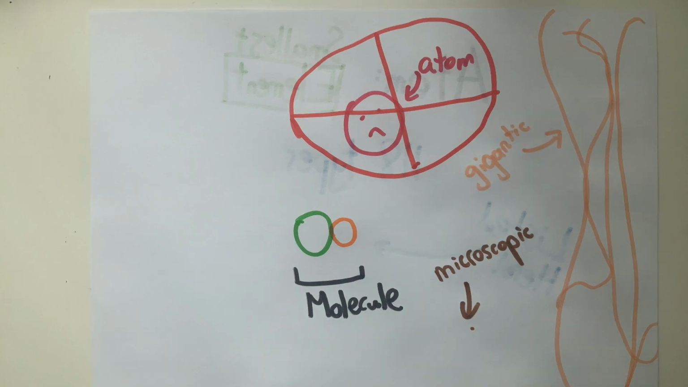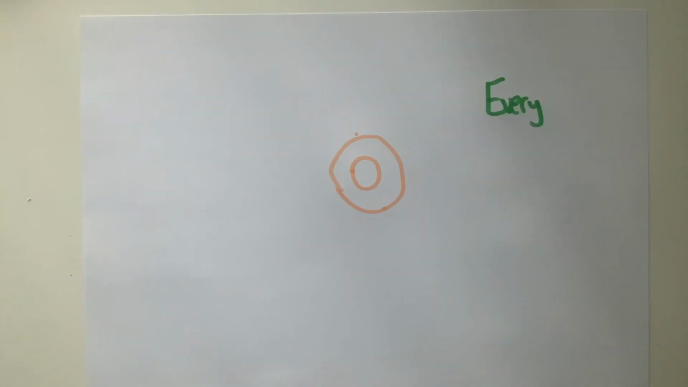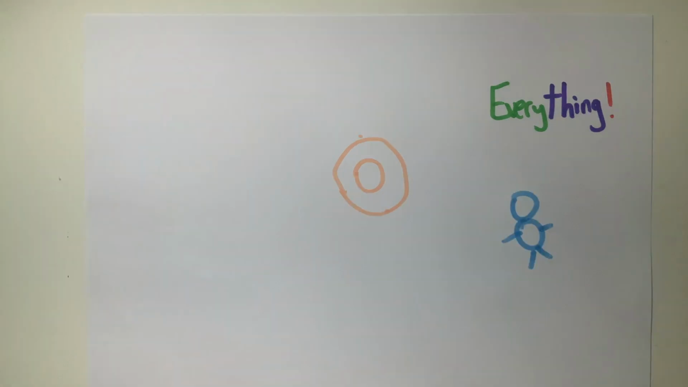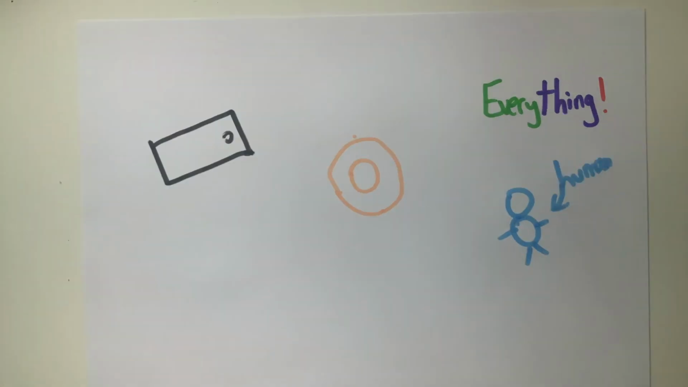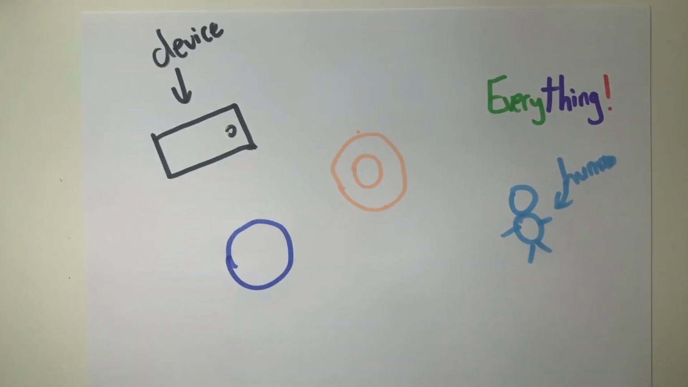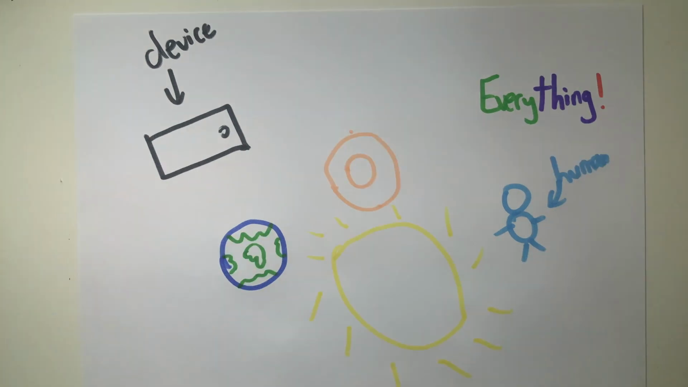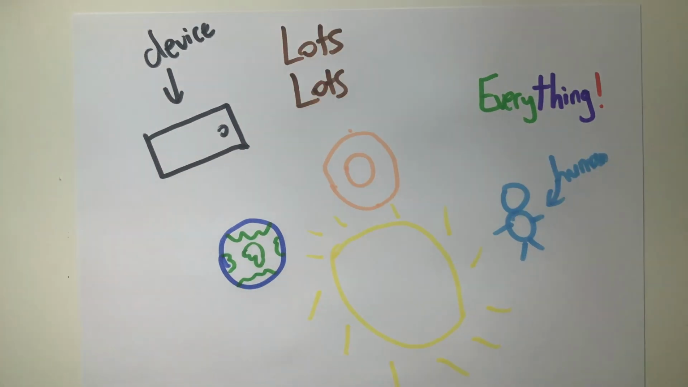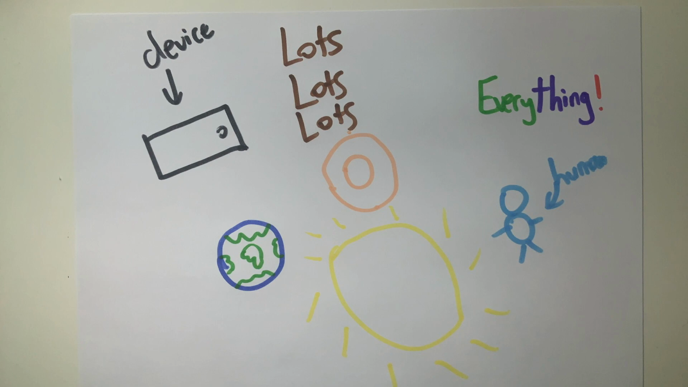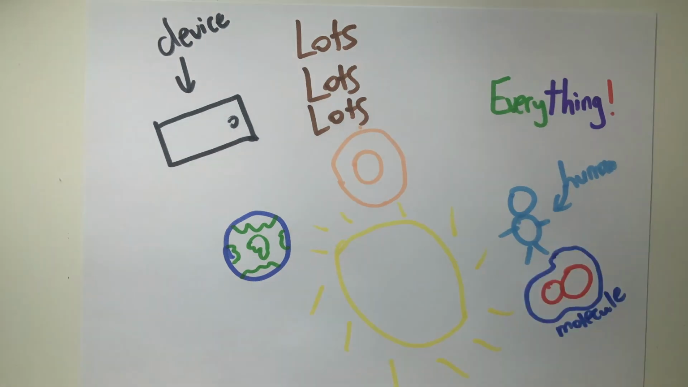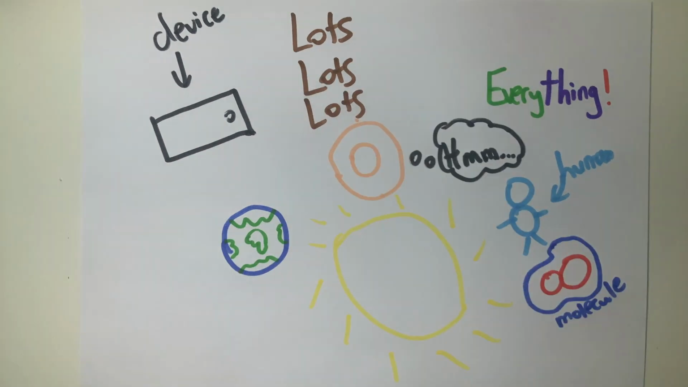Atoms are the sole reason every piece of matter in the universe can exist, including humans, the device you're using to watch this video on, the Earth, the Sun, and a lot of other objects. Without atoms, most, if not all, of the universe could not exist. But how do they form molecules, and what else are atoms capable of?